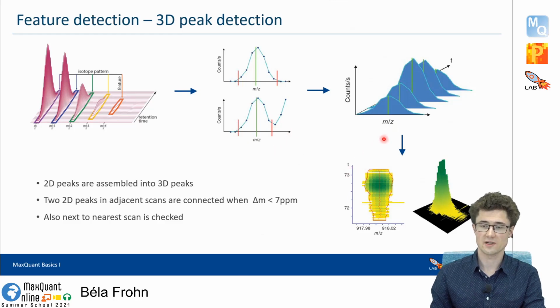And of course there's a clever algorithm which decides if something belongs together or not. So basically we always look at the next retention time scan and see if it somehow looks similar. So if the difference in mass is less than 7 parts per million. And because sometimes there might be a gap in the retention time scan, we also consider the next nearest scan. So after all, we get for each 3-dimensional peak here, one of these 3-dimensional peaks here. So we get many of them.